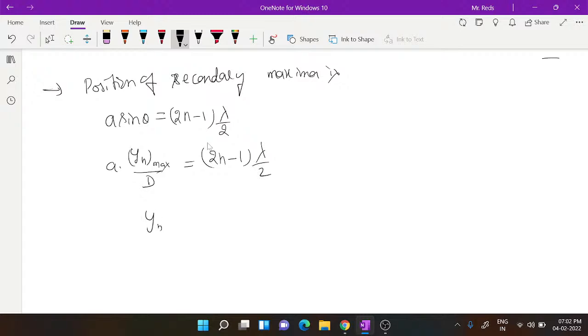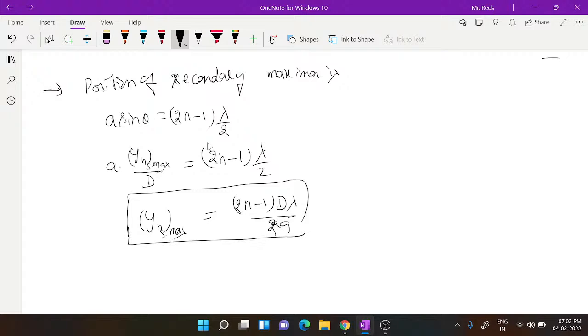From this, you can say the nth maxima, we call it a secondary maxima actually. SM you can take as secondary maxima. So the position of the nth secondary maxima, first secondary maxima, second secondary maxima, like that, is given by (2n minus 1) into d lambda by 2a. So this is again another important one.